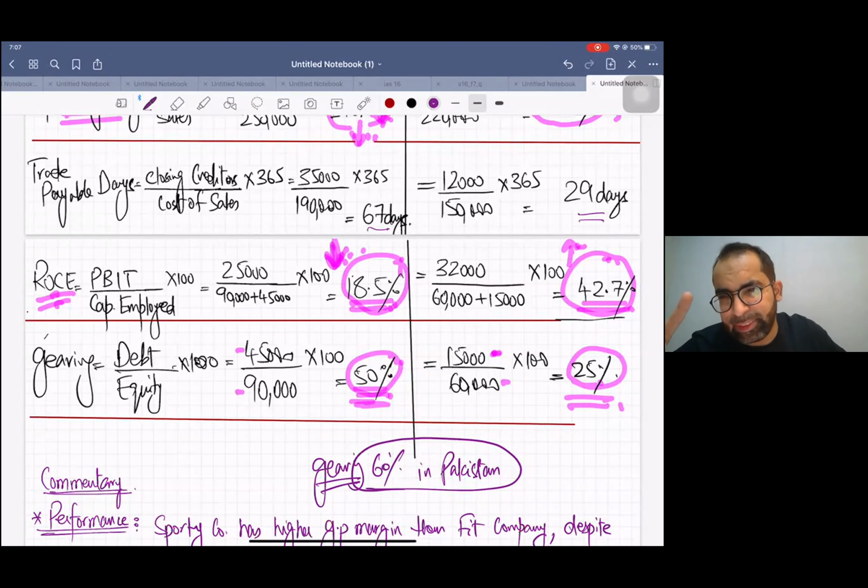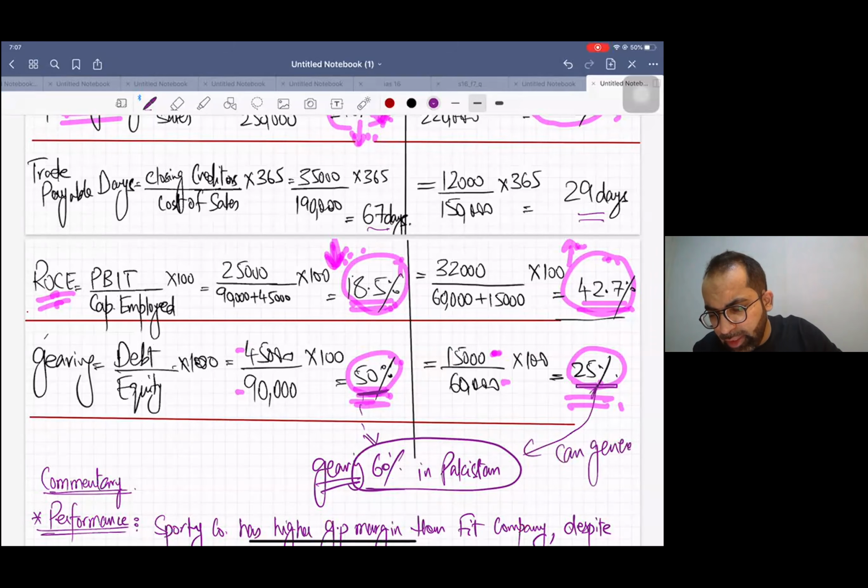So now just imagine, think. Fit company is already at 50%, but Sporty company gearing is 25%. So now, if Fit company wants urgent money, can they arrange more loans? No. Fit company is already at 50%. They can only increase 10% if you compare with the existing law in Pakistan. But yes, Sporty company can generate extra finance easily, extra loans.